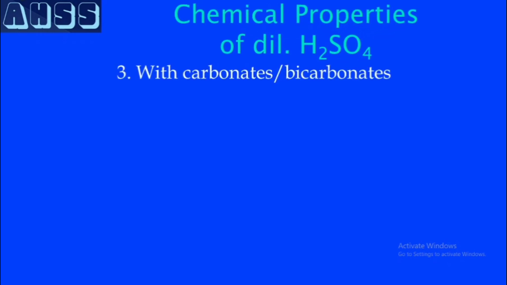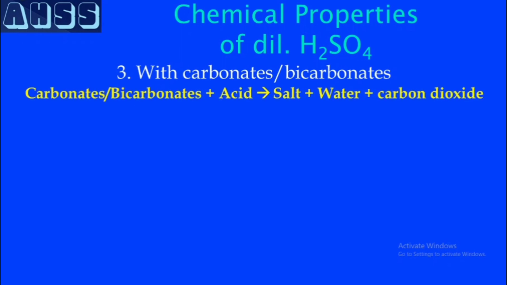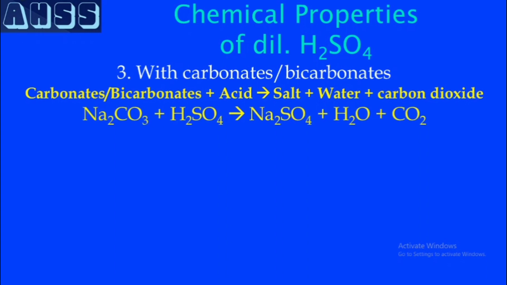Now, the reaction of dilute sulfuric acid with carbonate or bicarbonate salt. Generally, the reaction goes like this. When carbonate and bicarbonate react with dilute sulfuric acid, they give a sulfate salt, water, and carbon dioxide. For example, when sodium carbonate reacts with sulfuric acid, it gives sodium sulfate, water, and carbon dioxide gas is evolved.